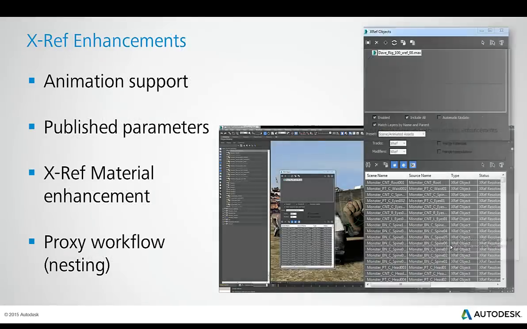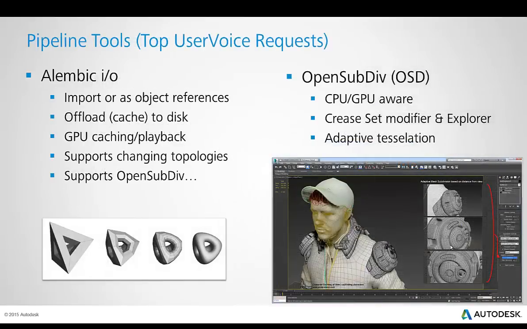Getting back to new features. Actually, I shouldn't say new features, Xrefing has been in Max for a long time, but there's been a lot of work that's gone into enhancements in Xref, and you see them in 2016. Continuing with more pipeline tools, we've got Alembic and also OpenSubdiv, and I've got some demo stuff to show you about using the Alembic file format and OpenSubdiv in Max today.